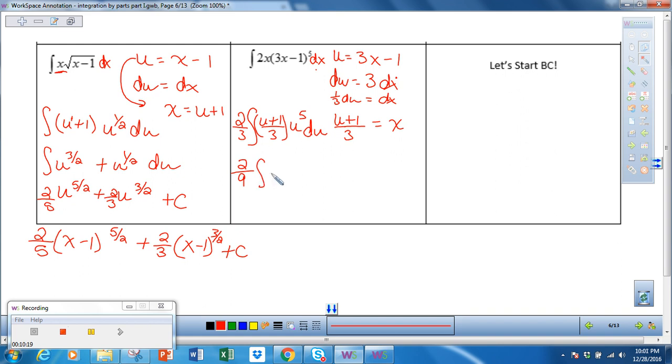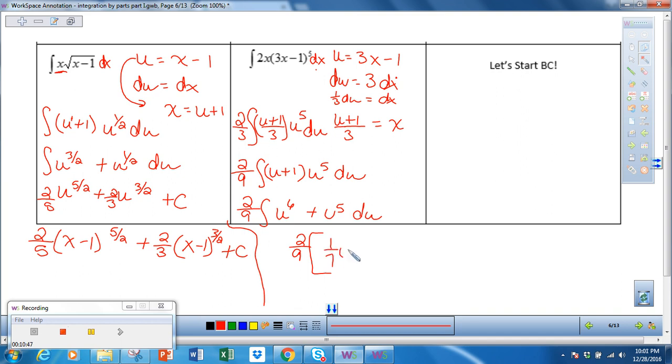The integral of u plus 1, u to the 5th. Then I'm going to distribute the u to the 5th to get u to the 6th. And then, of course, I can integrate this all day long because this becomes 2/9 on the outside, 1/7 u to the 7th plus 1/6 u to the 6th plus c.